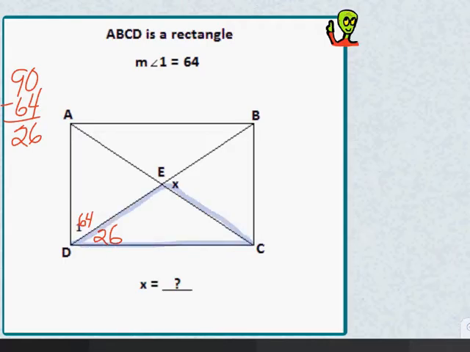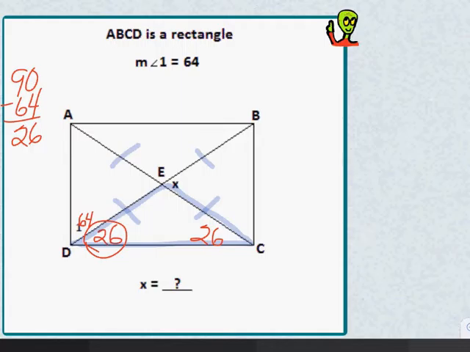EDC is an isosceles triangle because the diagonals are congruent to each other and they bisect each other, so all four of these segments are congruent. In particular, segment ED is congruent to segment EC, so therefore the two base angles of an isosceles triangle have to be congruent. So if we have one 26-degree angle for a base angle, the other base angle over here, angle DCE, is also 26.